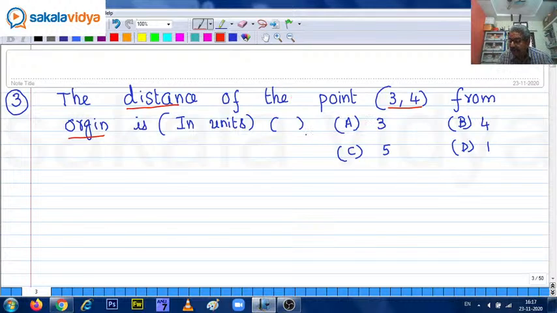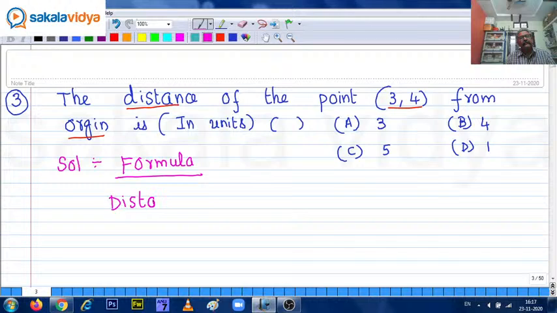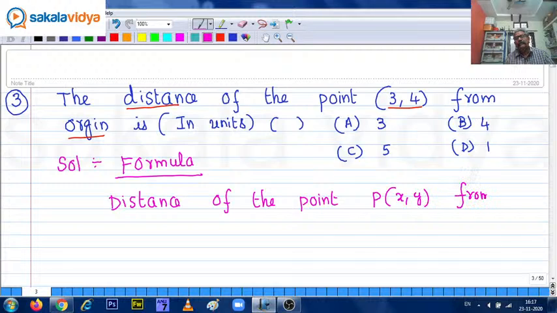So this problem can be done actually in 3 ways. With the help of the coordinate axis we can find out, or with the help of the formula. I will give the formula. So note down the formula first. Formula, because the formula is important. Distance of the point P of x comma y from origin. Origin means whose coordinates are 0, 0, equal to square root of x square plus y square.